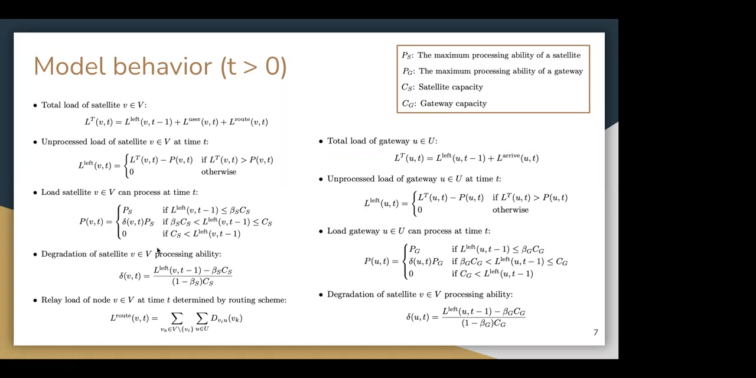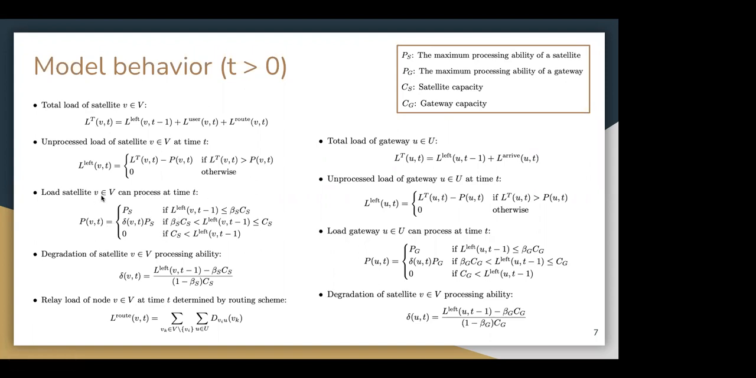Okay. What I want you to take away is that we can see a bit more about how the loads are modeled. And we can see that the total load of a satellite or gateway is in part determined by the data left to process, which is what I just said about the processing capacity of a node being degraded because of the load that the buffer contains. And this can be seen in particular here.